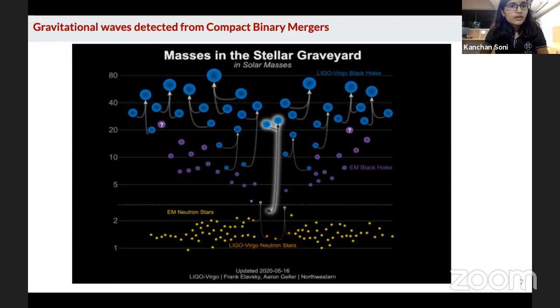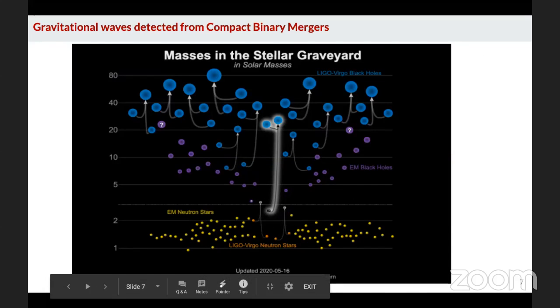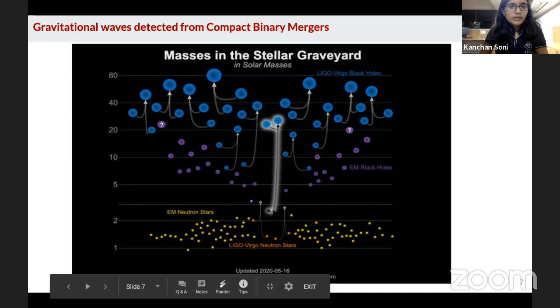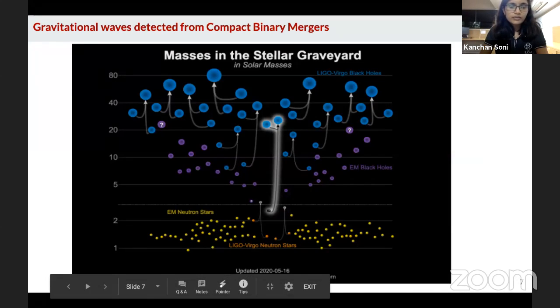So far we have detected 10 binary black hole mergers. And if we look at this gravitational wave graveyard, from the EM neutron star population we have only detected one confirmed neutron star, with an EM counterpart, and from the EM black hole population we have detected almost 11 of them. I'll describe a few recent ones in later slides, but this is the current scenario, where the masses range from 1 to 80 solar masses.